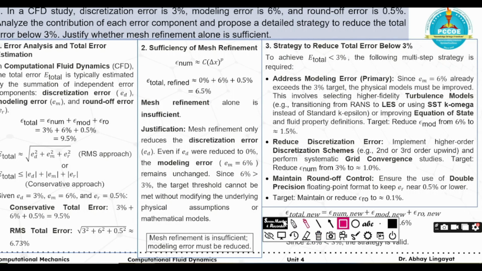So next error is a modeling error. This is a discrepancy between the actual physical phenomena and the mathematical model used to represent it. Common sources include the turbulence modeling, whether we use the RANS model or LES model or K omega, K epsilon, SST, which simplified the fluid properties or idealized the boundary conditions. So here the modeling error is 6%, and round off error is 0.5% in this problem.